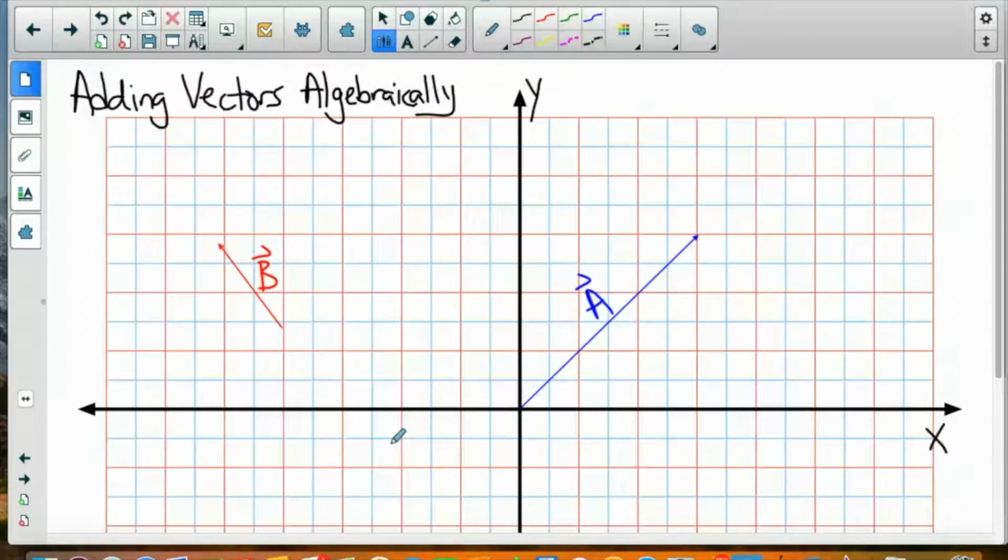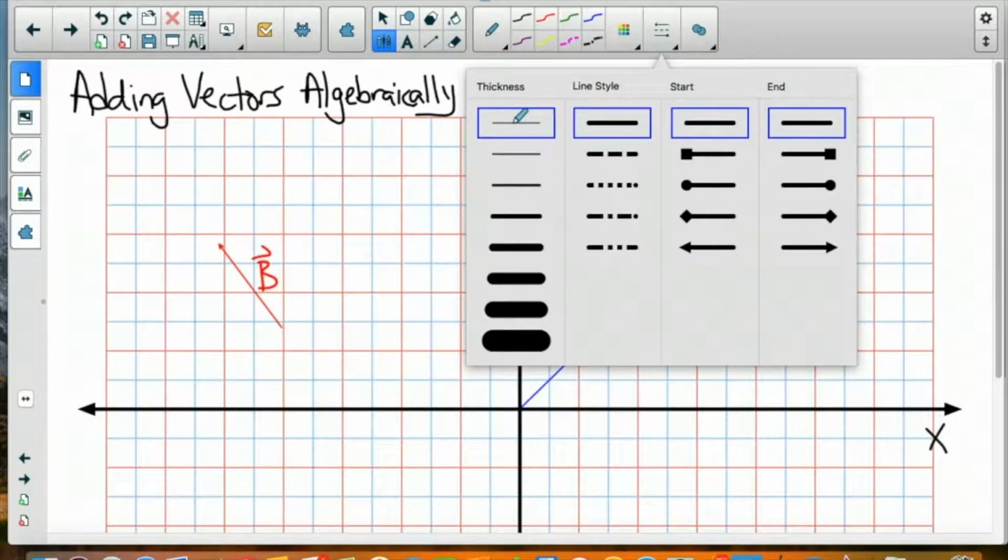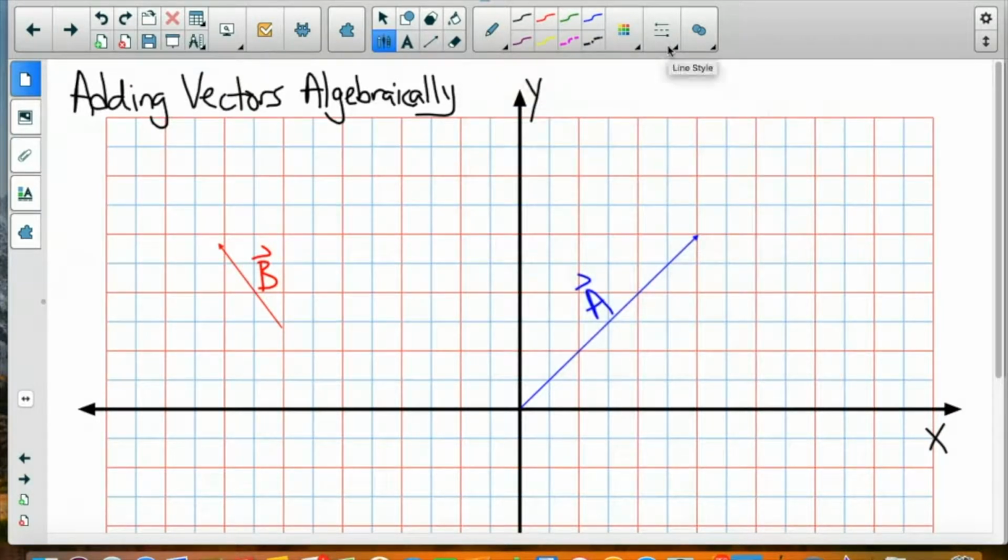Okay, so if we want to add vectors algebraically, then what we need to do is break our vectors into their components. And this is where a coordinate system will come in handy. For any coordinate system, we can break our vectors down based on the fact that the coordinate system creates essentially a right-angled triangle.